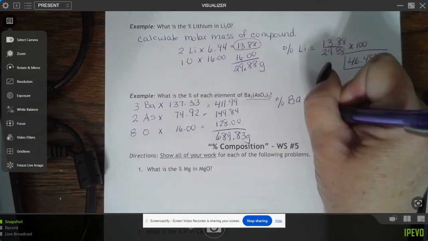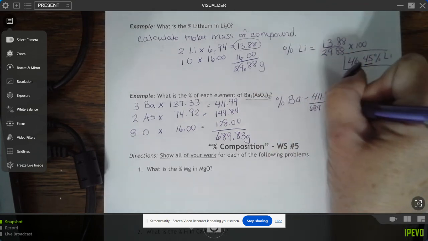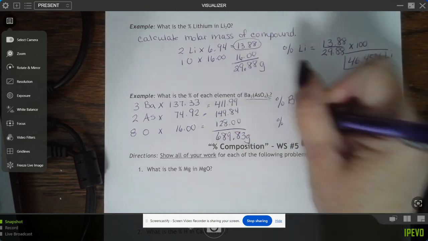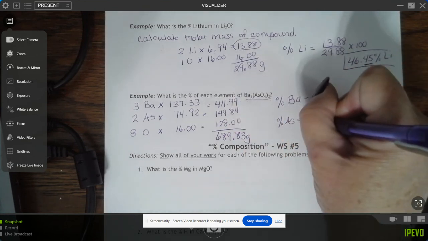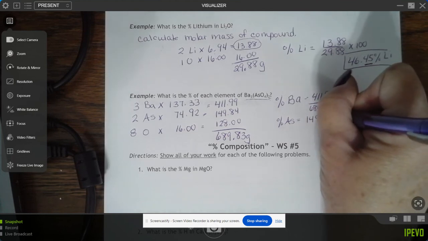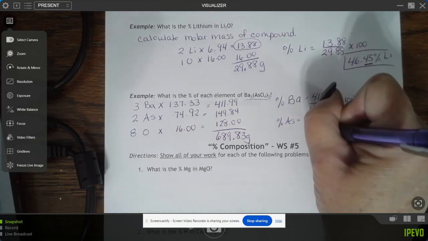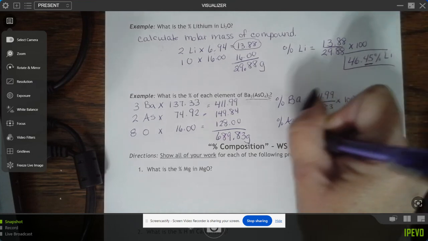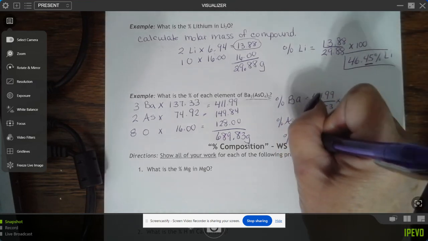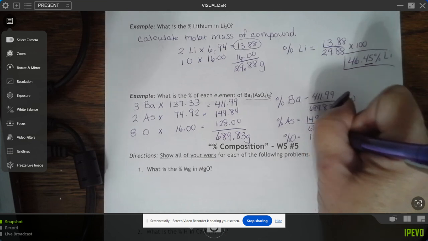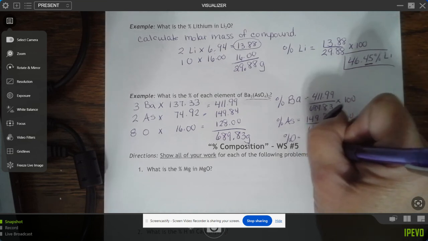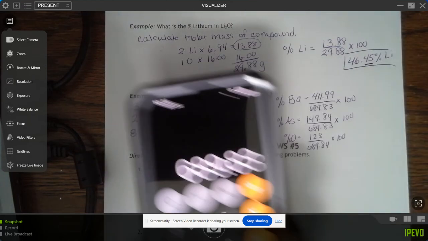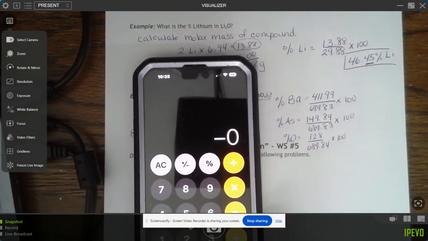Okay, so to get the percent of barium, I'm going to do 411.99 divided by 689.83 times 100. To get the percent arsenic, I'm going to do 149.84 divided by 689.83. And for the percent oxygen, I'm going to do 128 divided by 689.83. And then I've got it all set up. Now I'll do the math.